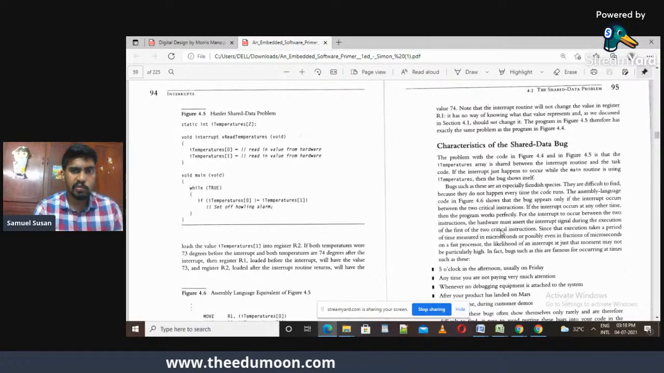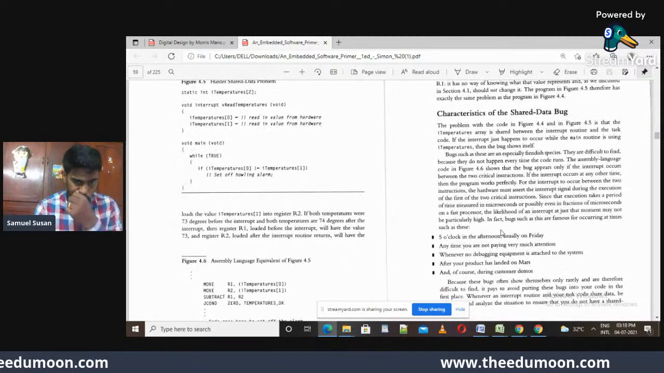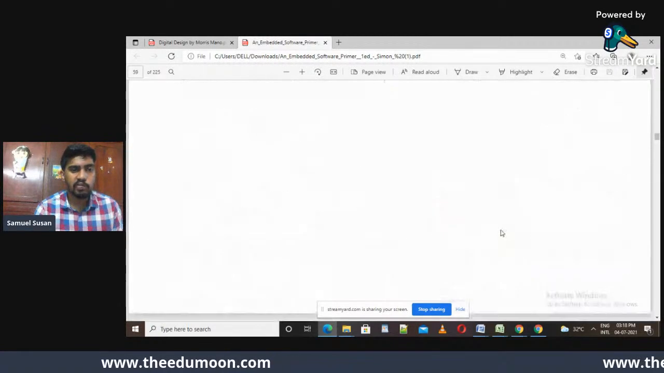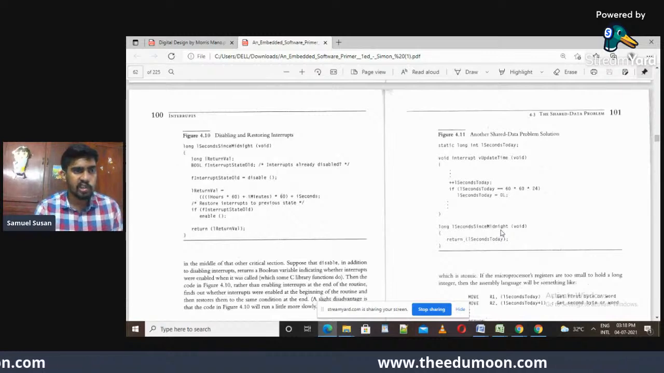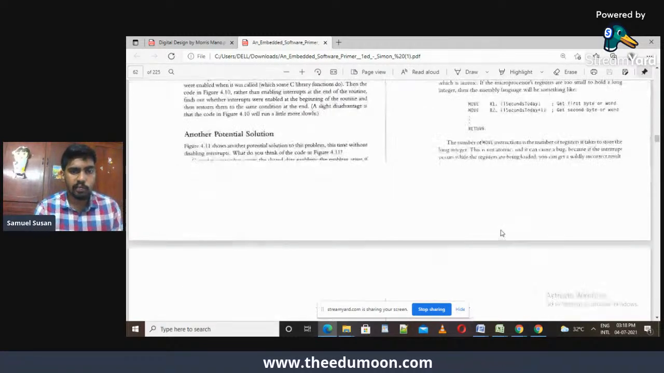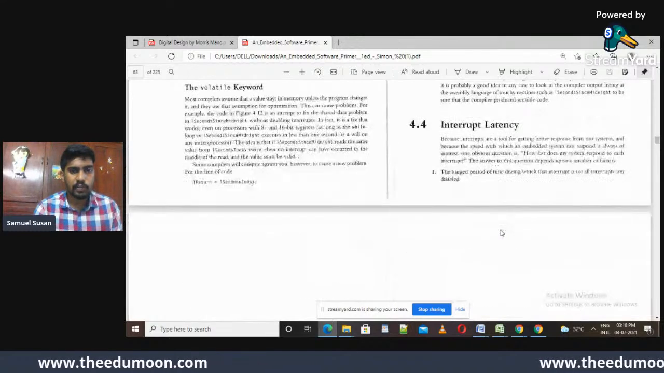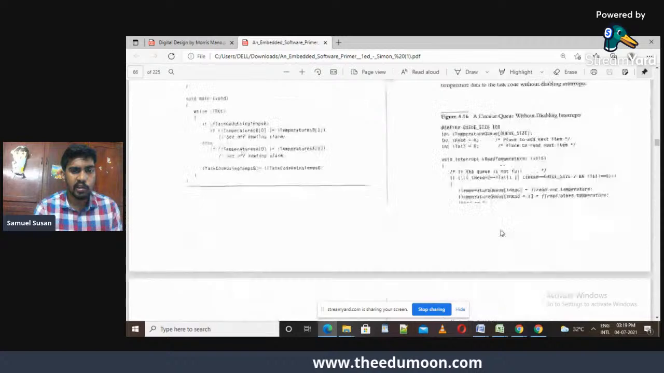So you can study some characteristics of this shared data bug in the next topic, on the next page. Just understand what is going to happen. Then we come to the architectures in the next chapter, the fifth chapter. I want to discuss all this in a flash, so that when you read them, you can understand the important points and assume what the question is. Right. So coming to the fifth chapter, this is very important.